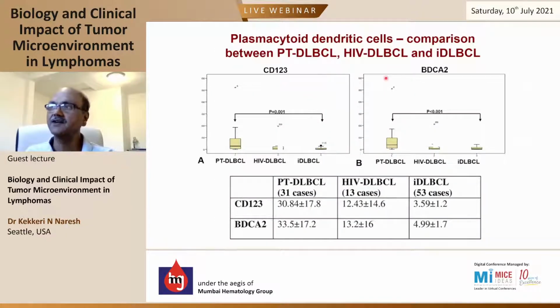And we also looked at other microenvironment components. Here is the analysis of plasmacytoid dendritic cells using CD123 and BDCA2 antibody. We looked at three groups: post-transplant diffuse large B-cell lymphoma, HIV diffuse large B-cell lymphoma, and immune competent diffuse large B-cell lymphoma. The maximum numbers of plasmacytoid dendritic cells were seen in the post-transplant setting, intermediate numbers in the HIV setting, and the least numbers in the immune competent setting. So the microenvironment changes with the context, the immune context of the host.